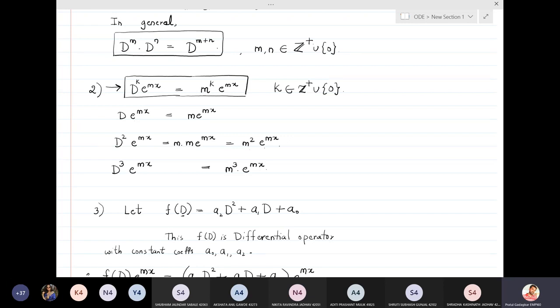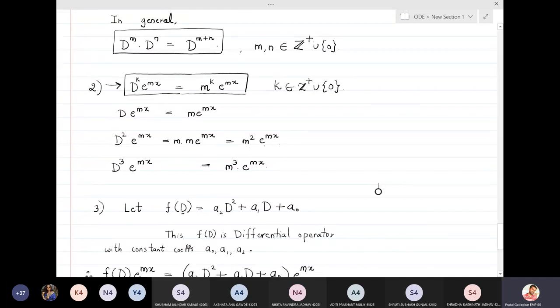Okay, in the previous lecture, we have seen that D stands for the derivative with respect to x. And we have observed that D raised to m into D raised to n will give you D raised to m plus n. We have also observed that the kth derivative of e raised to mx will give you m raised to k e raised to mx. So this is what we have observed by taking first derivative, second derivative and third derivative and then writing the general result, which is usually done by induction.